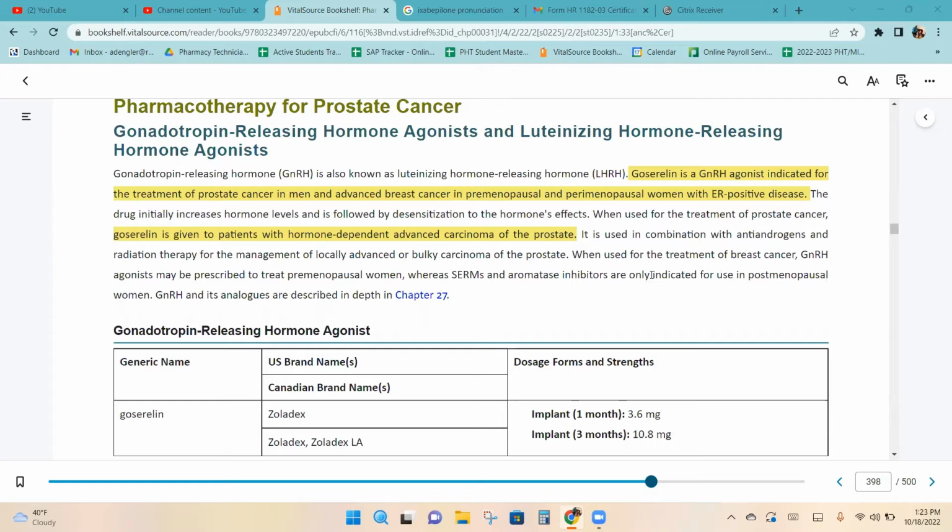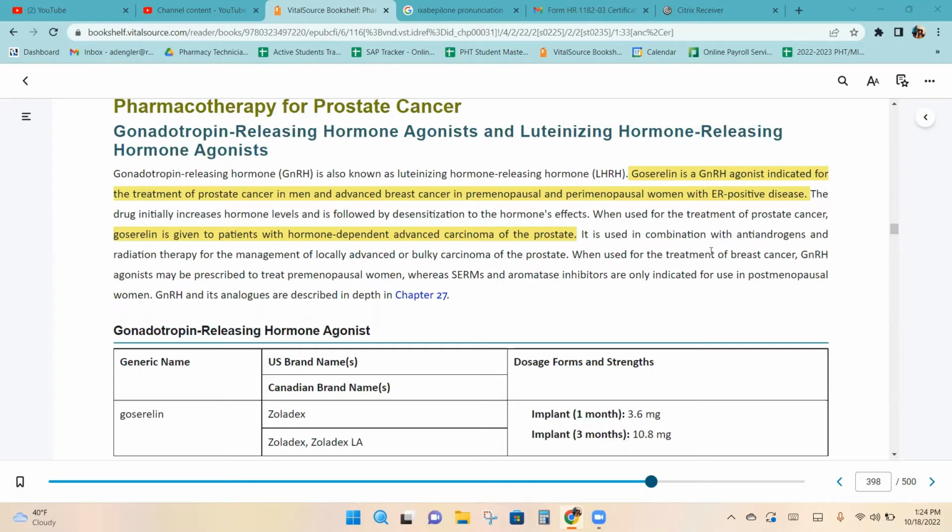Gonadotropin releasing hormone is also known as luteinizing hormone releasing hormone. Goserelin is a GnRH agonist indicated for the treatment of prostate cancer in men and advanced breast cancer in premenopausal and perimenopausal women with ER-positive disease. Goserelin is given to patients with hormone-dependent advanced carcinoma of the prostate when used for the treatment of prostate cancer.